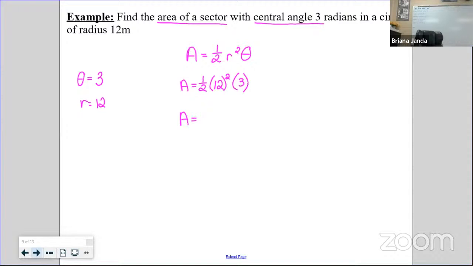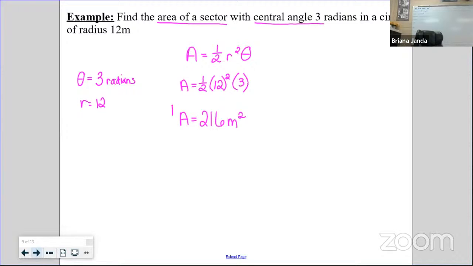One half times 144 times 3. What is it? 216? We're talking area, so you would see my label as meters squared. Questions? That was very straightforward, right? Didn't have to do any converting because it started in radians, and that's exactly what we need this to be.